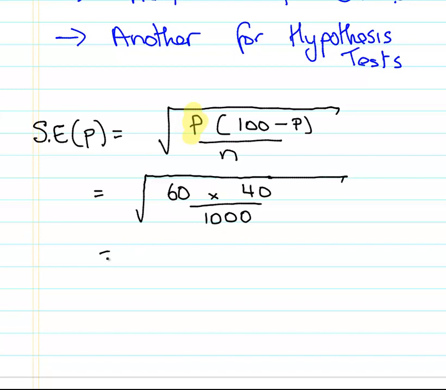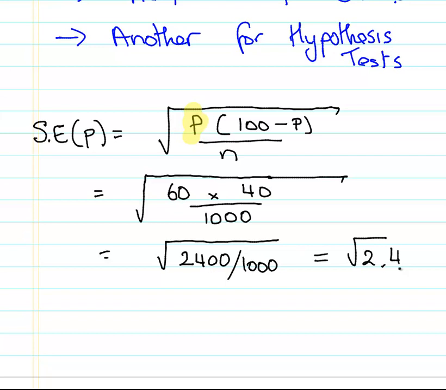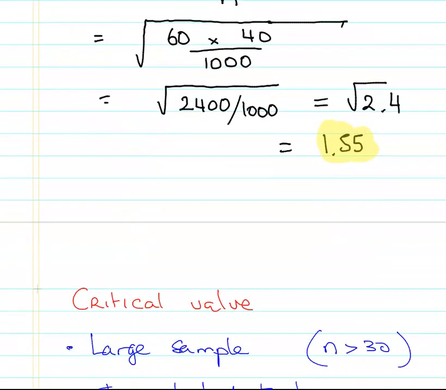Okay, so there we are. This is just a little bit of number crunching now. 2400 divided by 1000. It's the square root of 2.4. I'm just going to pause this a second because I forgot to calculate that. So, just a bit of calculator work. I'm going to just call it 1.55. I'm just going to round it a bit. So I reckon I calculate the standard error to be 1.55.